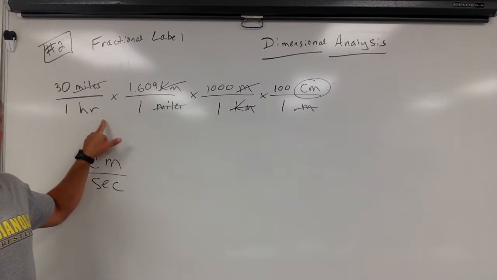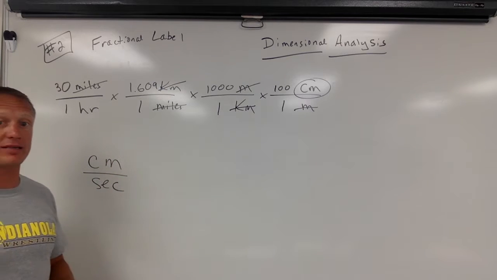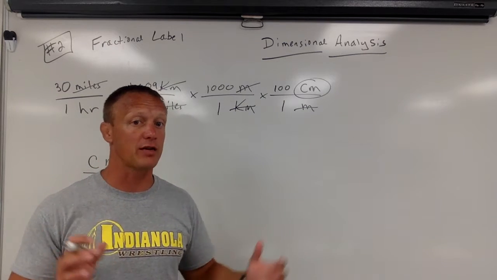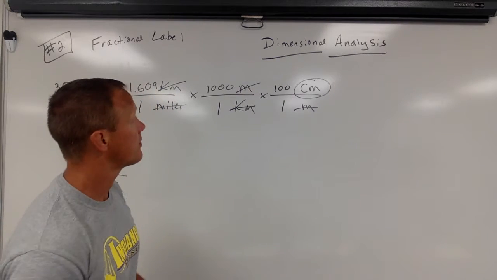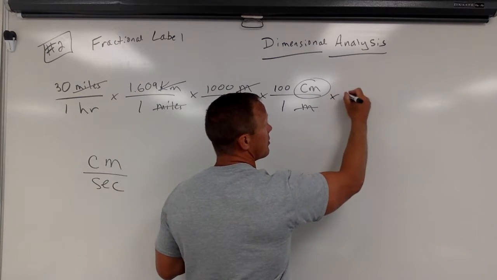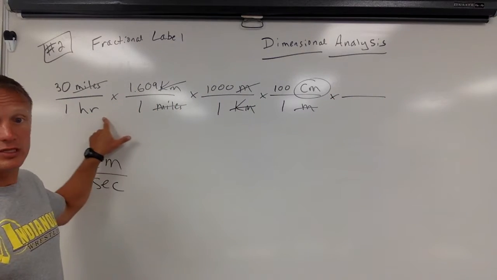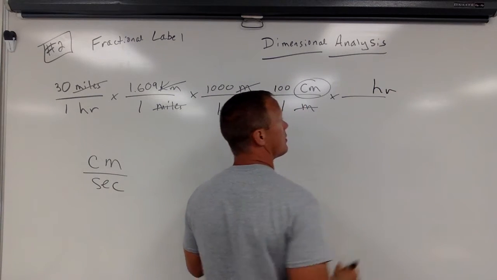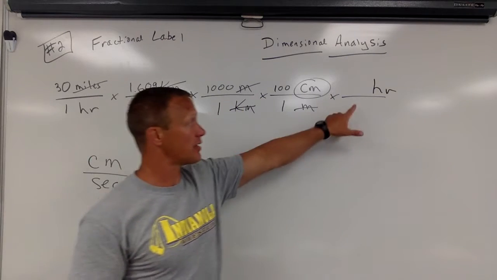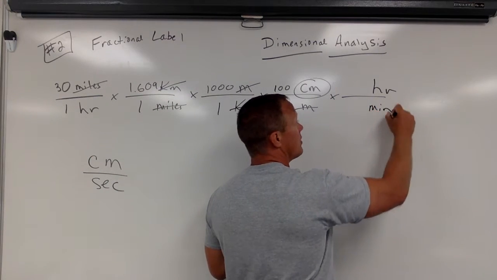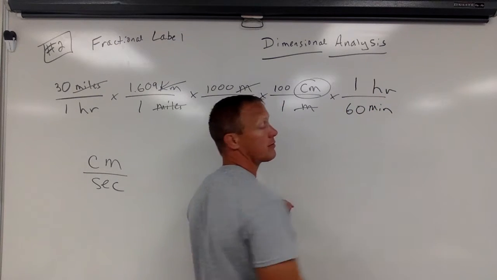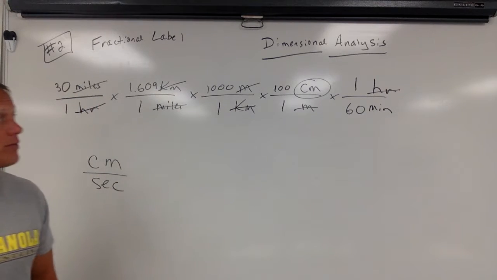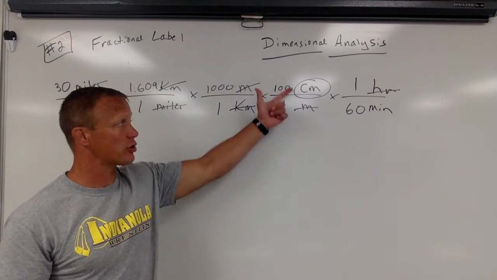Now we need to just concentrate on getting hours into seconds, and the seconds should be on the bottom. So we want to know how many centimeters we're going per second. If we're going 30 miles per hour, we're probably traveling quite a few centimeters, because we're only that big each second. So don't take centimeters down below, leave it up there. Hours is down here, so it needs to go up on top. If you know how many seconds are in an hour, you can put seconds down here. Otherwise, we can go minutes and say that every hour is 60 minutes. Hour cancels.